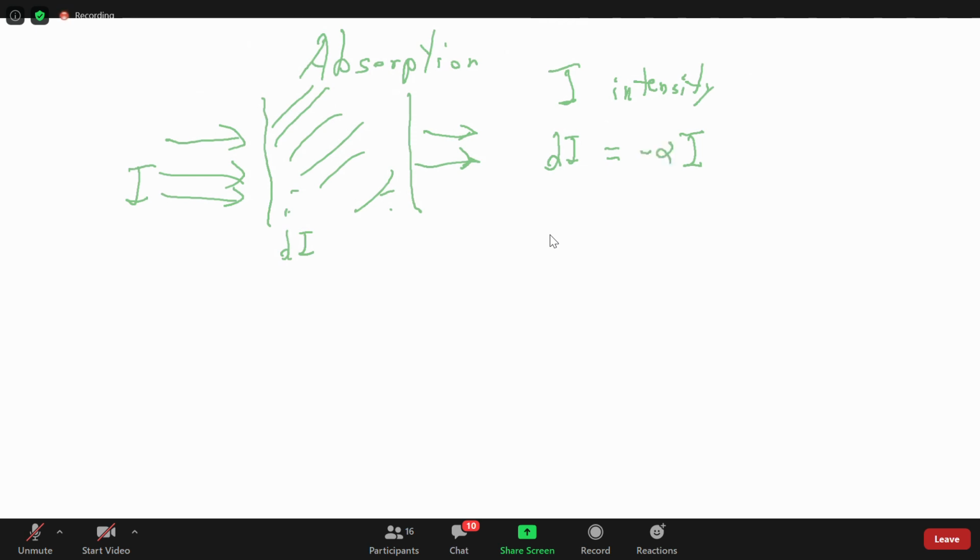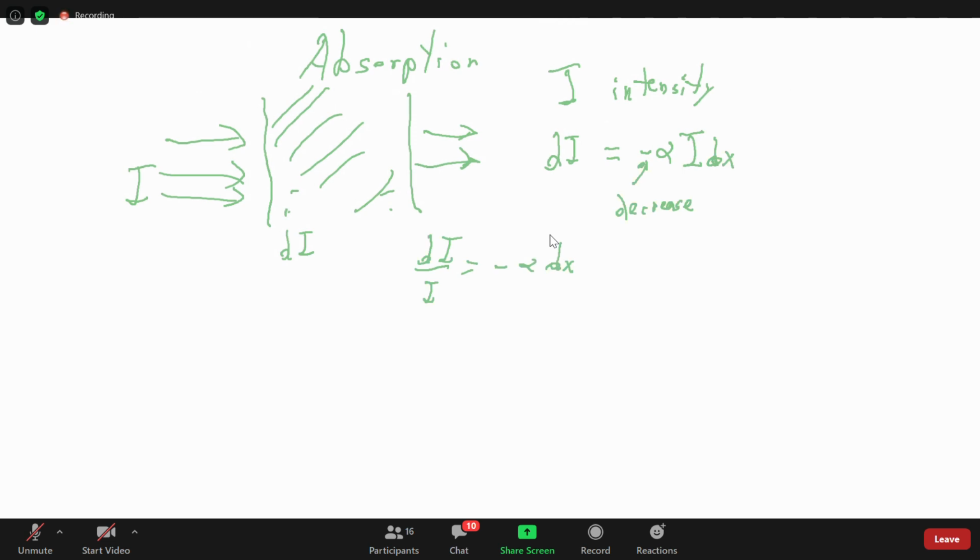minus alpha. The minus sign means that as you go into the medium, of course, the intensity is decreasing. And it's also proportional to the thickness of the medium, which is dx. So we're talking about a very small, differential amount of material, right? So there is our basic differential equation: dI over I is equal to minus alpha dx.